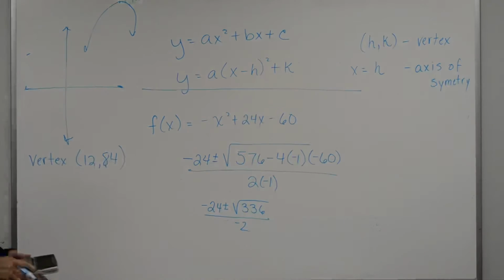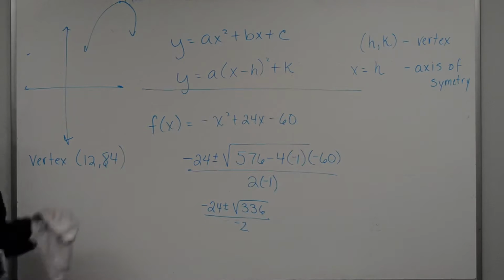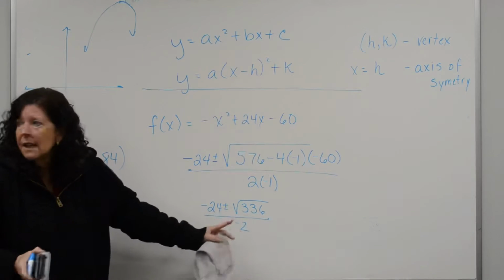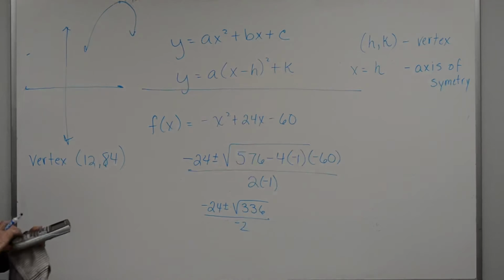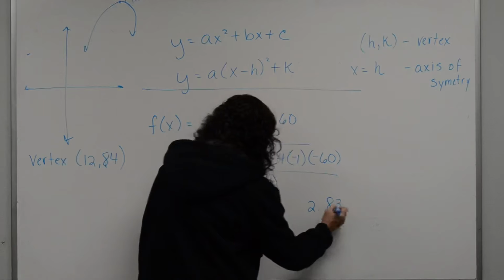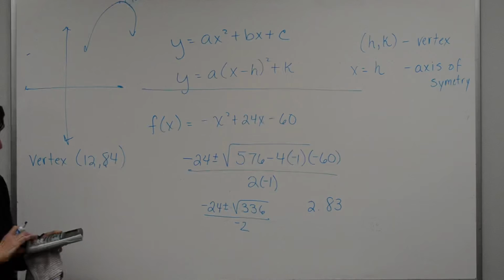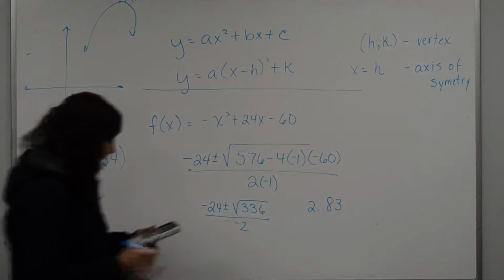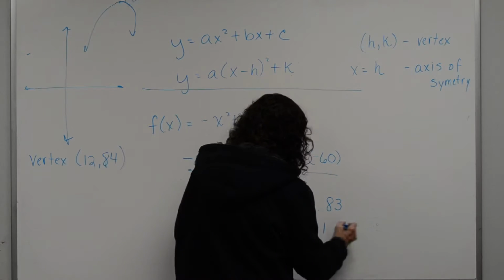Now, on this particular thing, because I'm trying to solve it, I'm trying to see where it crosses the x-axis, go ahead and work this thing all the way through. Get a decimal value for it. So I have negative 24 plus the square root of 336 divided by negative 2, and I'm going to get 2.83 as one of my answers. And then I'm going to do negative 24 minus the square root of 336 divided by negative 2, and I'm going to get 21.17.